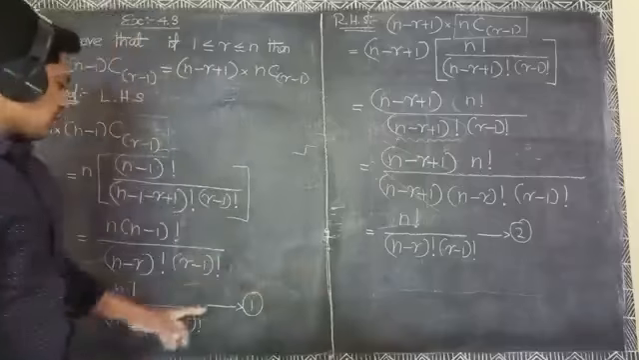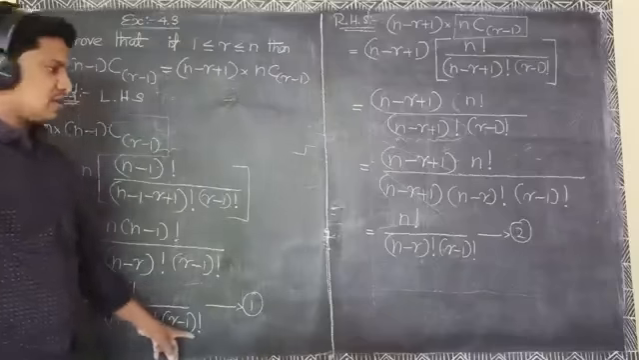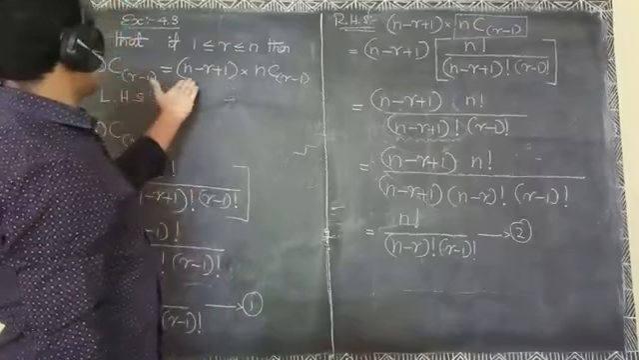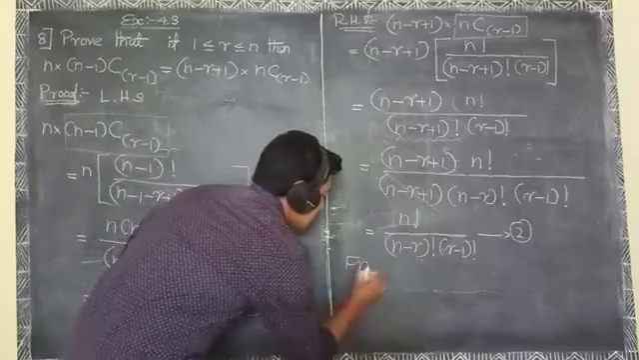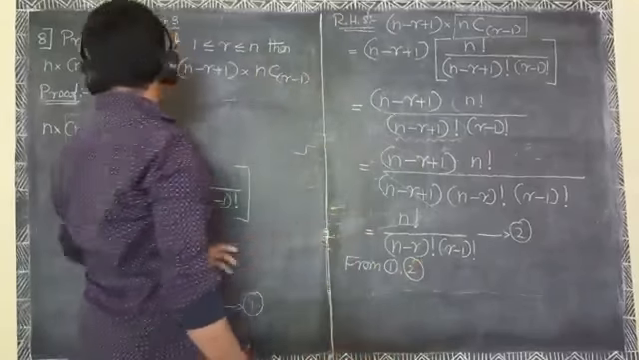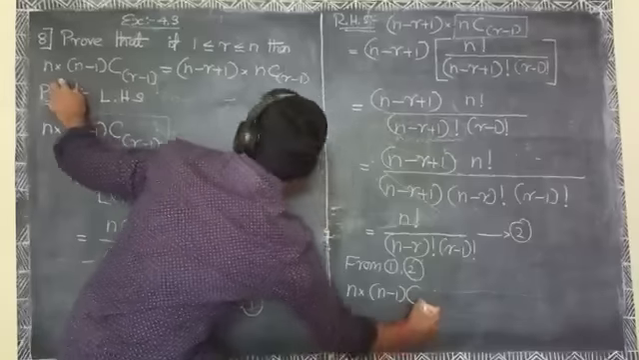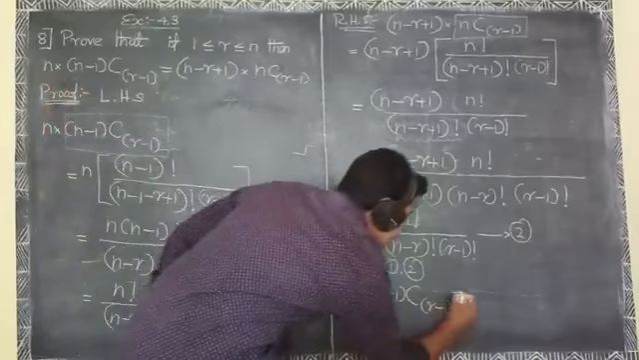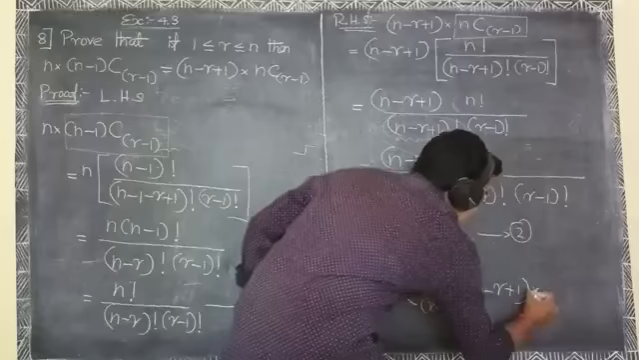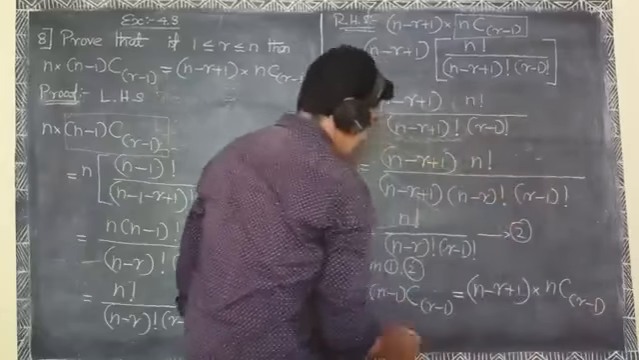Comparing equations 1 and 2, the right-hand sides, n!, (n minus r)!, (r minus 1)!, are the same. Therefore, equating the left-hand sides proves the result. From equations 1 and 2, the RHS are equal, so we can equate the LHS, that is n into (n minus 1)C(r minus 1), which is equal to (n minus r plus 1) into nC(r minus 1). Hence proved.